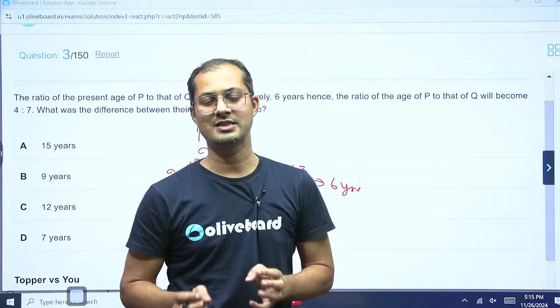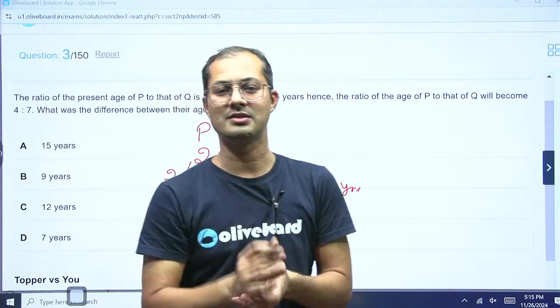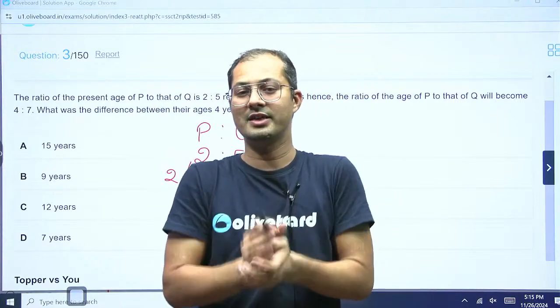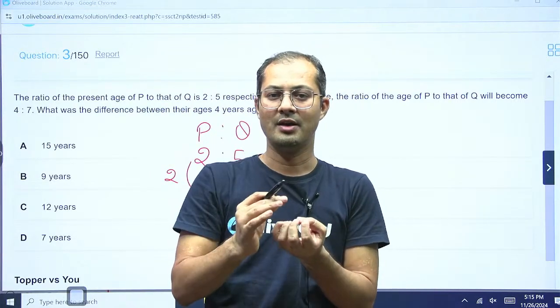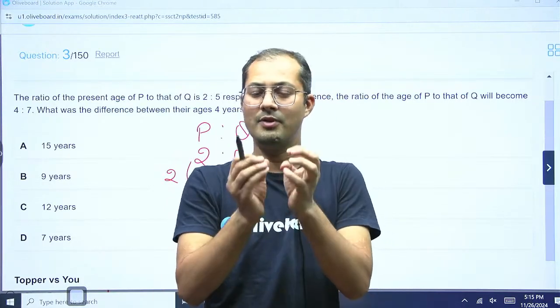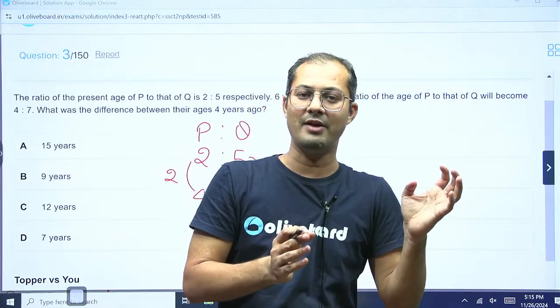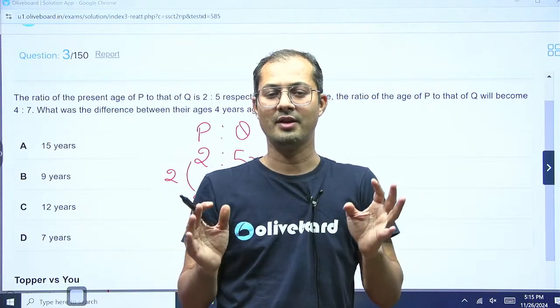Let's take an example. If I ask you what is the difference between the ages of your parents, mother and father, and you say the difference is 2 years, it will remain forever. After 10 years, the difference between mother and father will still be 2 years, and 5 years before it was also 2 years. So the difference is not going to change.